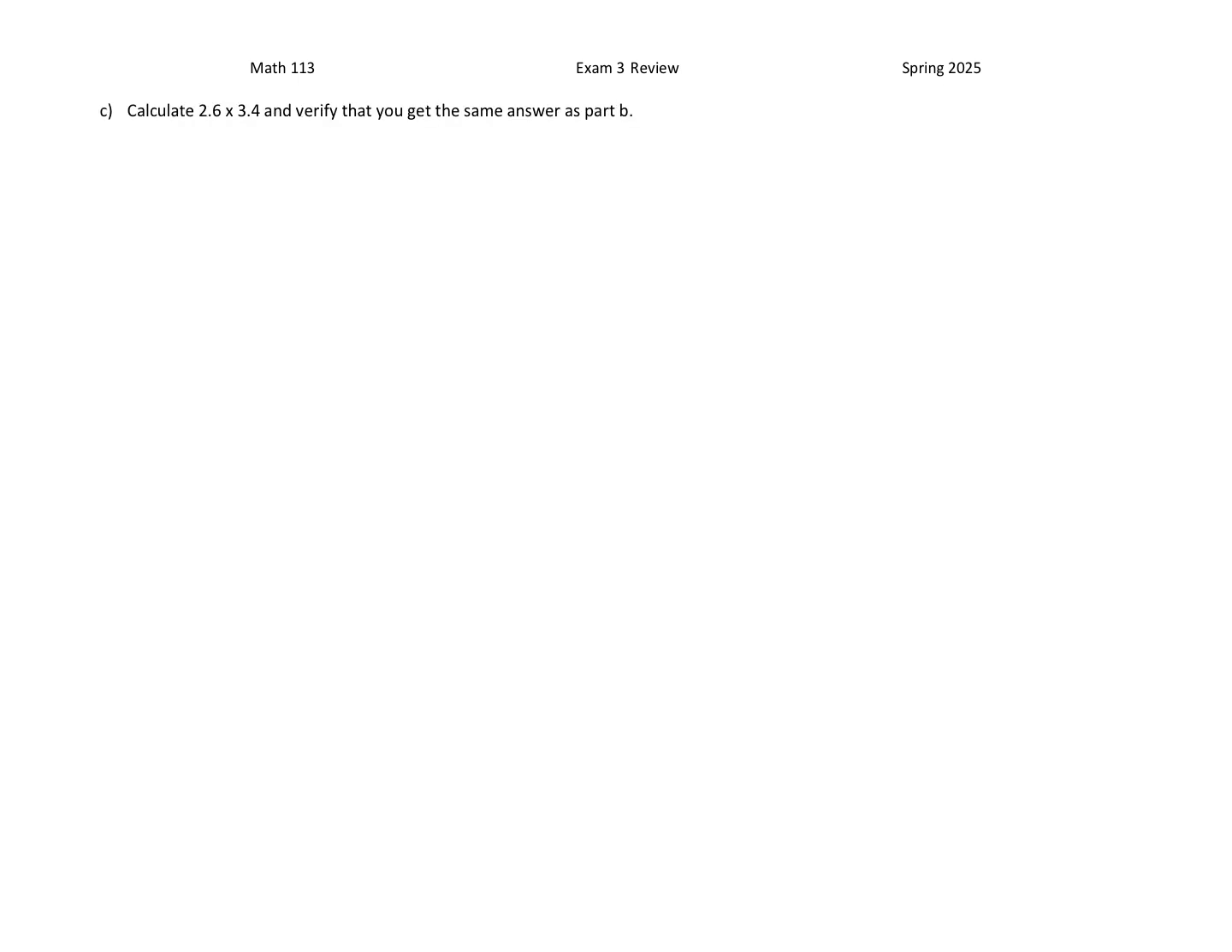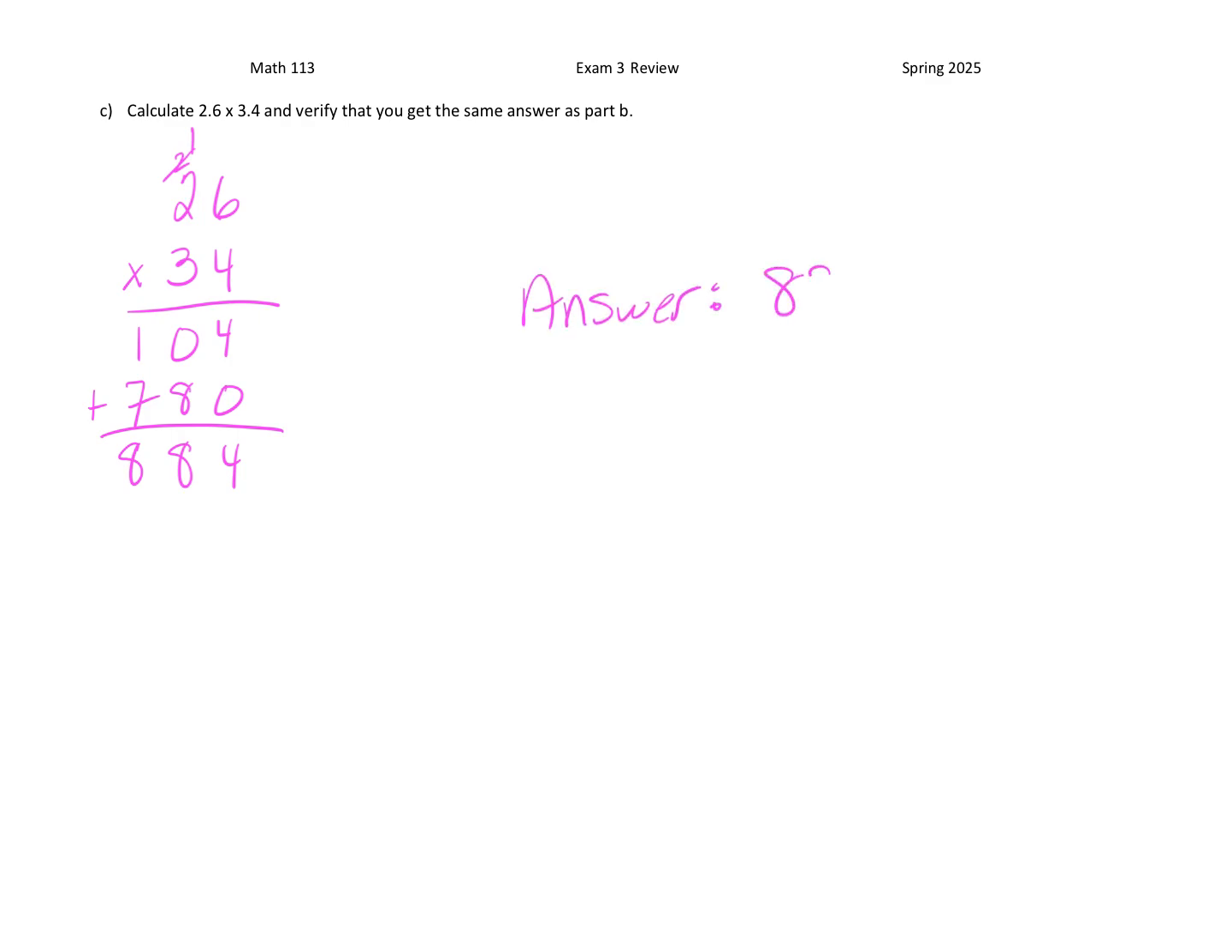Calculate 2.6 times 3.4. Verify you get the answer from part B, which was 8.84. Okay, so the procedure is we do 26 times 34 without any decimal points. So 4 times 6 is 24. 4 times 2 is 8, plus 2 is 10. Cross that out, 0. 3 times 6 is 18. 2 times 3 is 6, plus 1 is 7. And then we add 4, 8, 8. And then I know my answer would be 884.